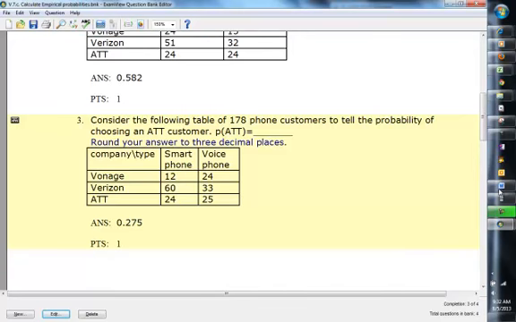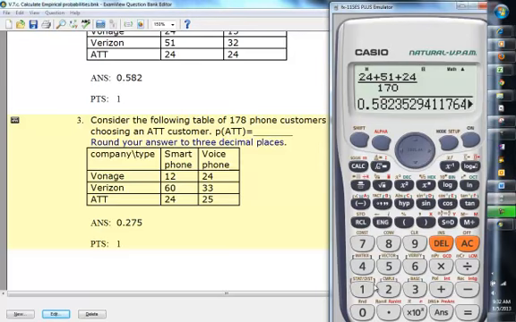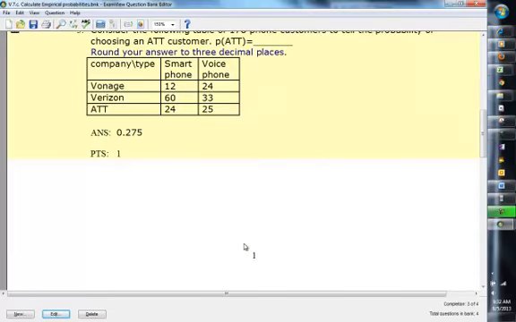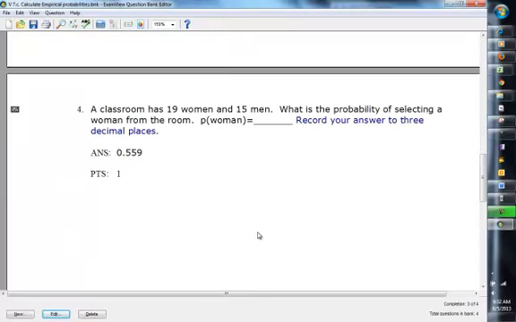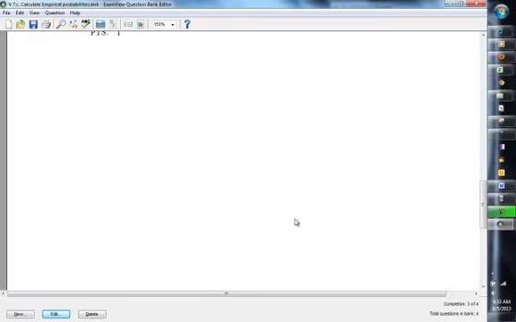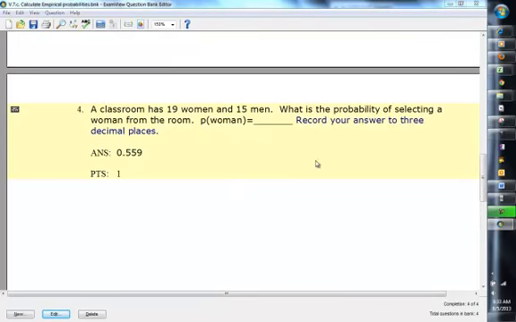Number 3, probability of choosing an AT&T customer out of 178. So AT&T is 24 plus 25 out of 178, and we would get 0.275. Next one. The classroom has 19 women and 15 men. What's the probability of selecting a woman from the room? We already did that one, didn't we? All right.